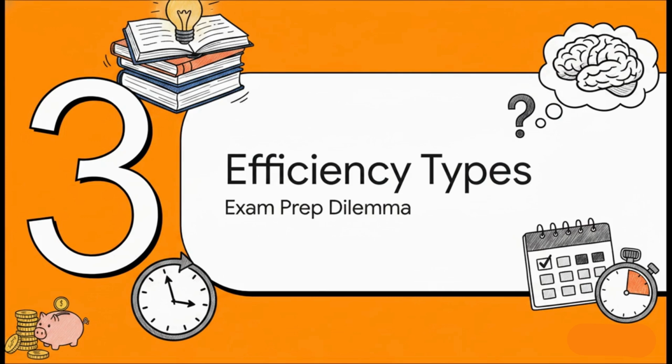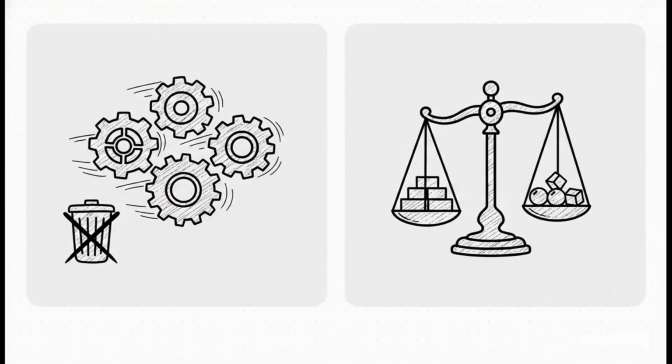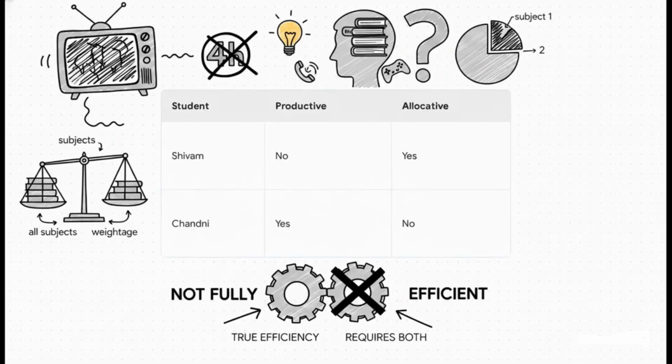Okay, section 3, productive versus allocative efficiency, the exam prep dilemma. So there are 2 distinct types of efficiency you've got to understand. Productive efficiency means you have absolutely 0 time or resources wasted. You're just working at maximum capacity. But allocative efficiency, that means you have a proper distribution and weighting of resources. It is literally the difference between working hard and working smart.